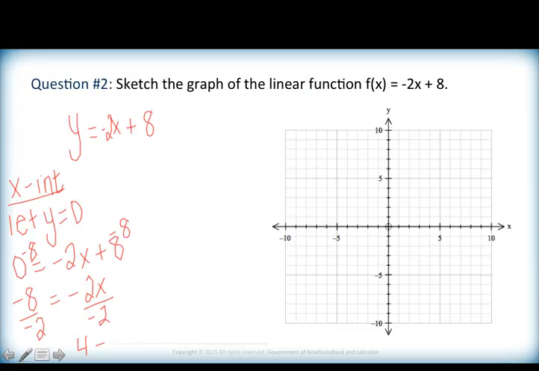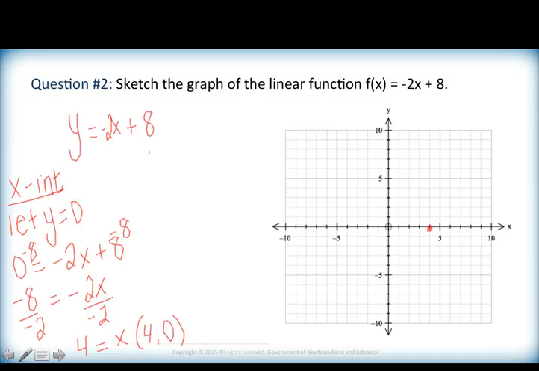So 4 equals x. When we find our intercepts, it's always a great idea to write it as a coordinate point. So here we'll have 4 and 0. And we're going to go over here on our coordinate graph and we're going to actually plot that point at 4 and 0.